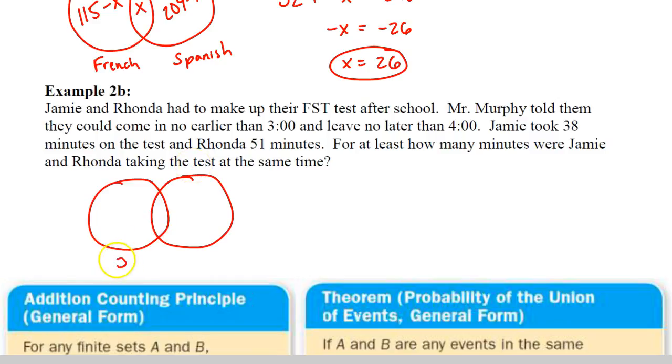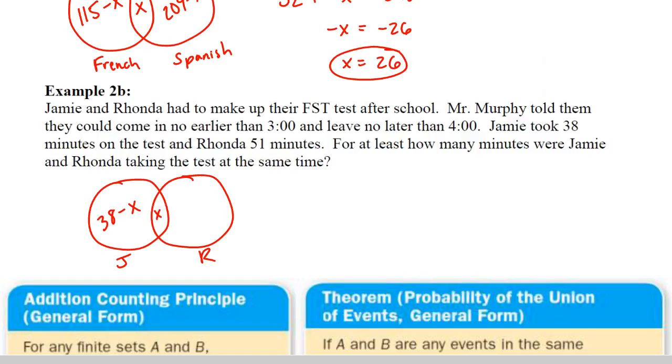So we would have Jamie, and we'll have Rhonda. Now Jamie, it took her 38 minutes, but again, there's some overlap. So if we call that overlap x, those overlapping minutes, if we took away those overlapping minutes, that's how much time only Jamie was in the room taking the test.